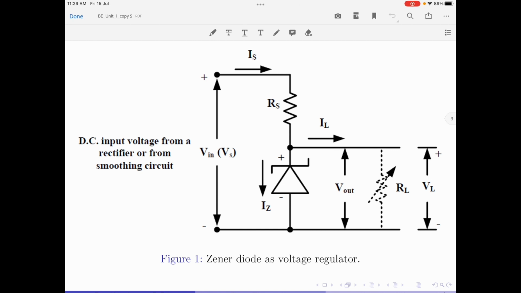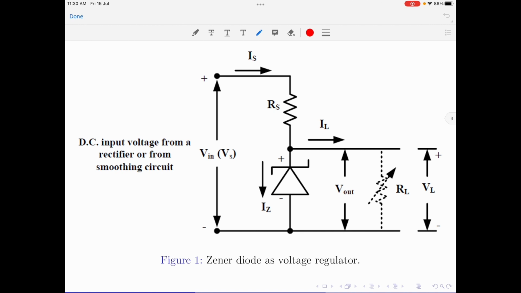Its cathode is connected to the positive terminal of the input supply and anode is connected to the negative terminal of the input supply. This type of connection is designed to operate the Zener diode in the reverse biased condition, where it breaks down and acts as a voltage source. The voltage across the load resistance is stabilized and is equal to the breakdown voltage Vz of the Zener diode. The role of the series resistor here is to make sure the current through the Zener diode is limited and is less than the maximum allowable value.